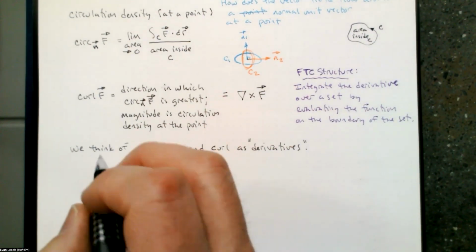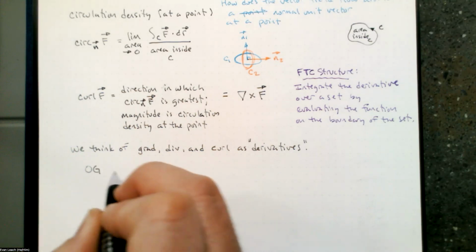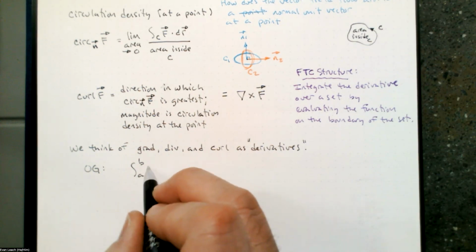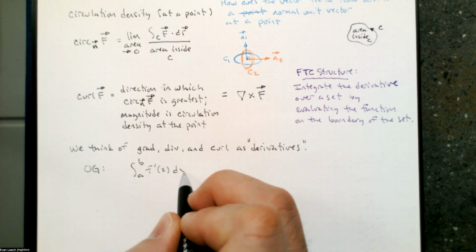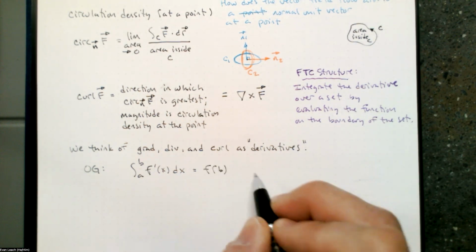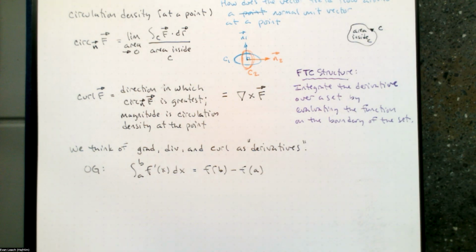We saw this in our original fundamental theorem of calculus, where we integrate a derivative over an interval by evaluating the change in the function at the boundary of the interval from a to b. The set over which we are integrating the derivative is the interval from a to b, so the boundary of that interval is the points a and b.